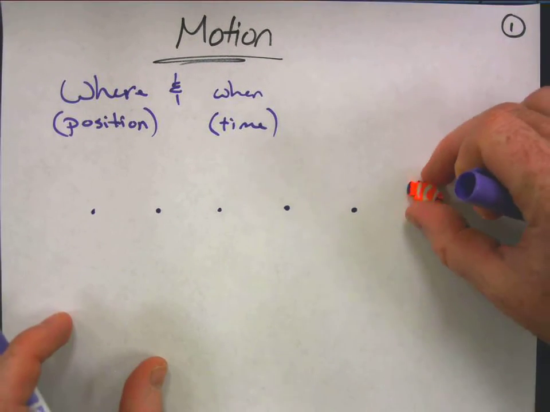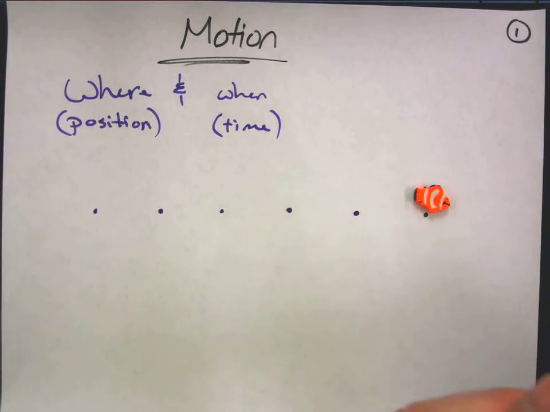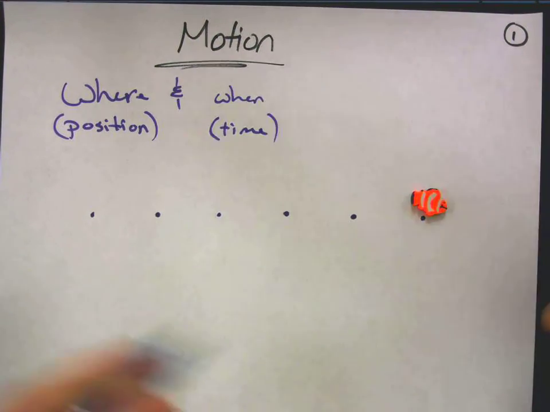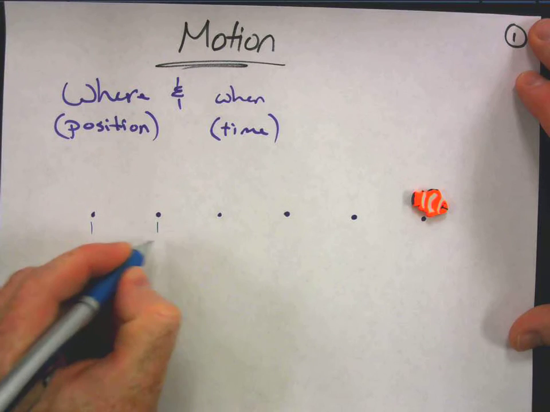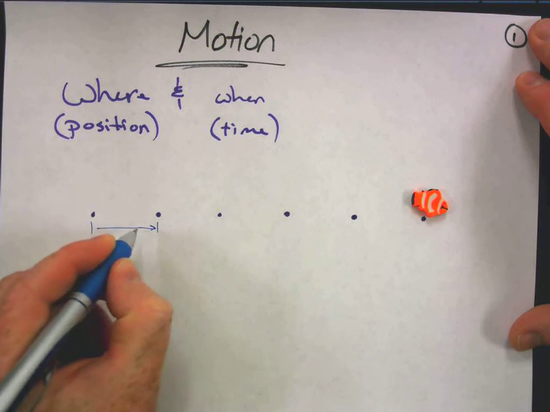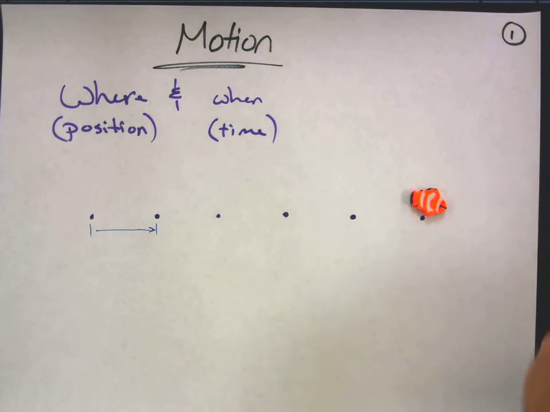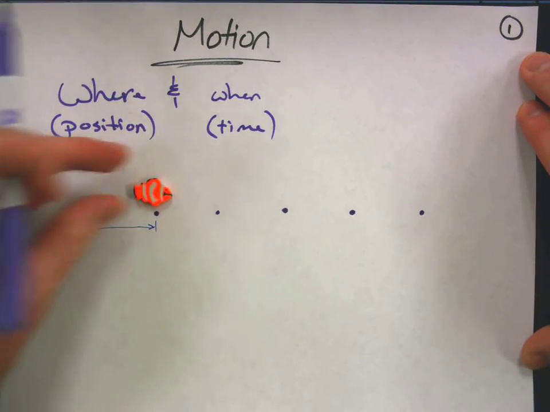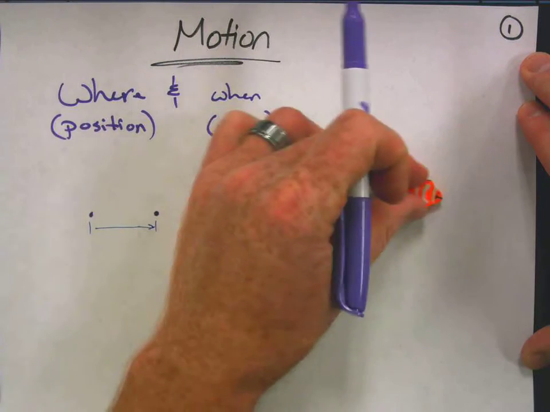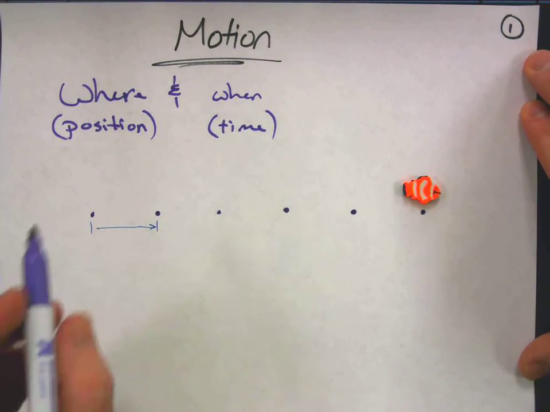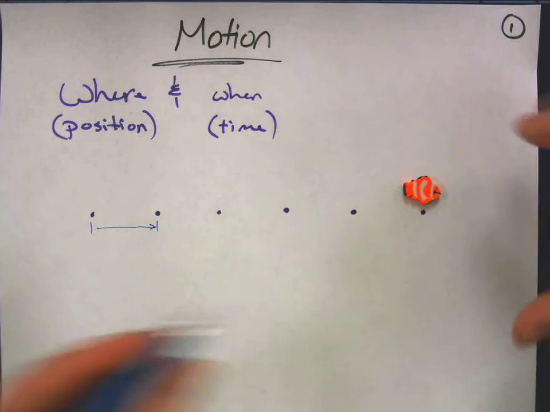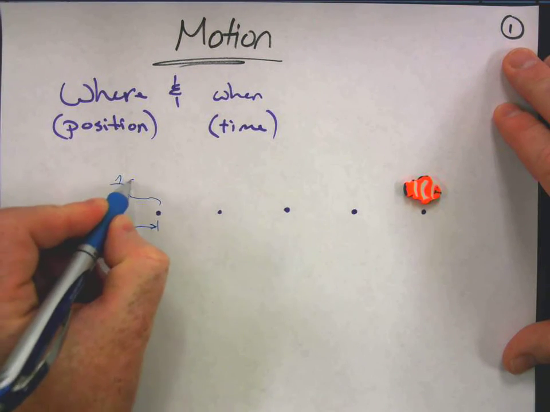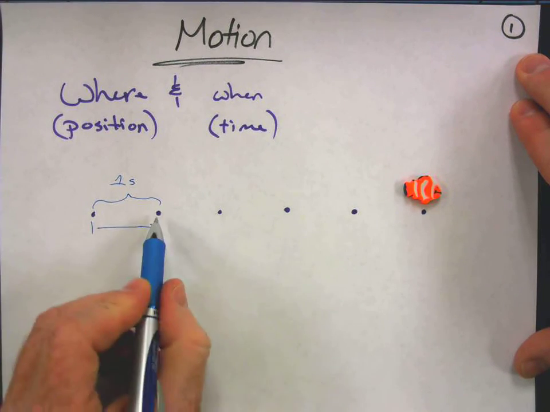So look at what's happening. We are marking locations with these dots. And so these dots have a distance between them. We're looking at Nemo's location every second. So it's also important that you realize 1 second goes by between each dot.